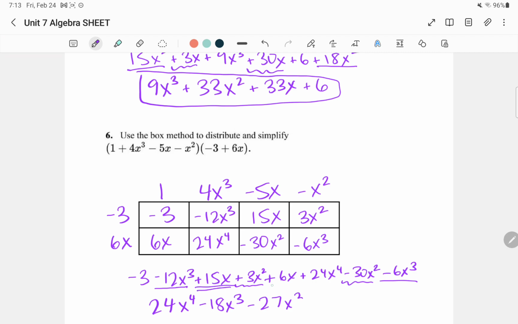Then my next one, let's do double underline of just x. So 15x and 6x. 15 plus 6 is 21. So plus 21x. And I think that's all the x's. I just have my constant left, which is negative 3. And then I'm done. I know this one's a long one, but that's okay. So again, all we do is we break it up into the boxes, multiply each one in the boxes, and bring those boxes down so you can combine like terms.